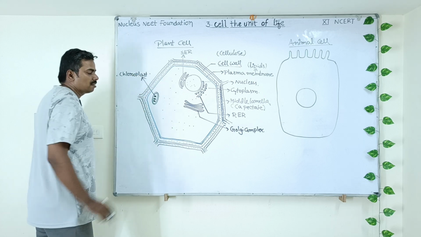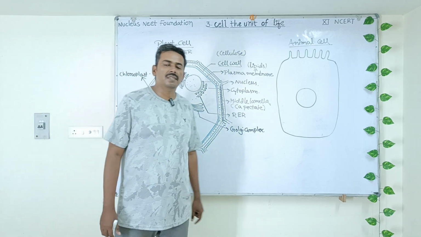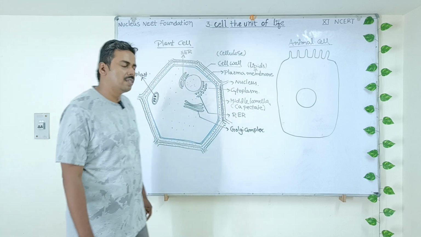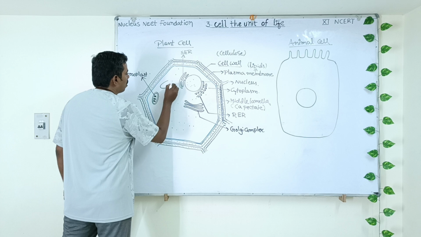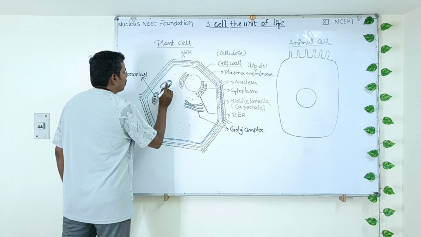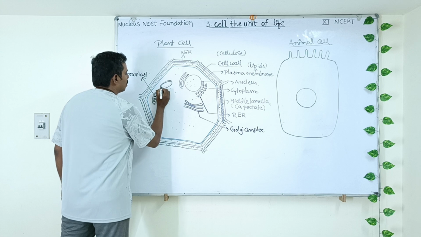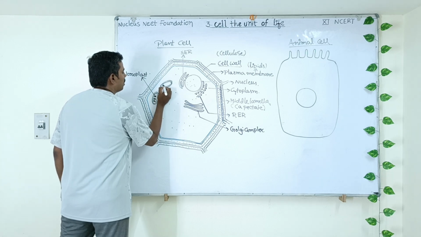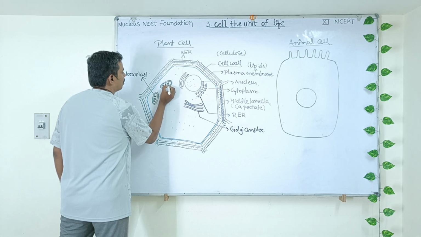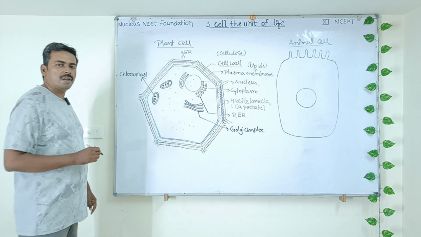A chloroplast is also called the kitchen of the cell, since it synthesizes the food material with the help of sunlight. We can find many chloroplasts, not only one, in a plant cell. What is the color of chloroplast? The chloroplasts are green in color because of which pigment? Chlorophyll pigment.